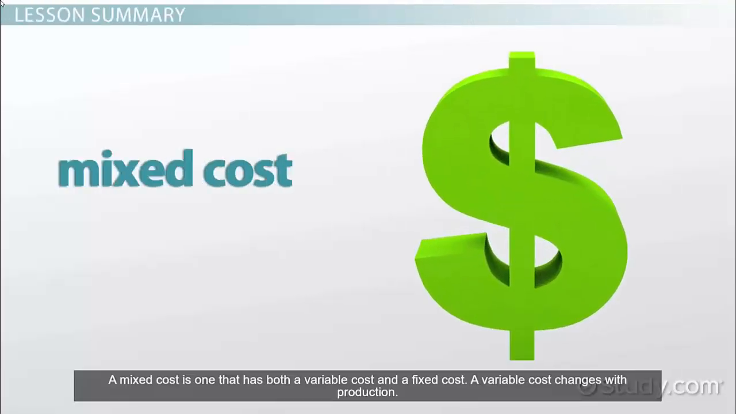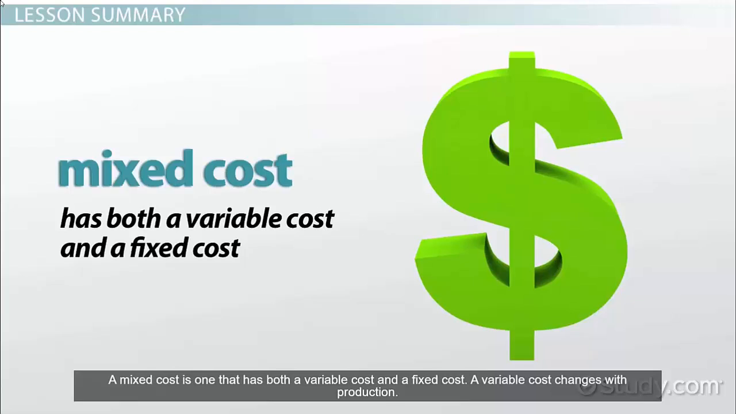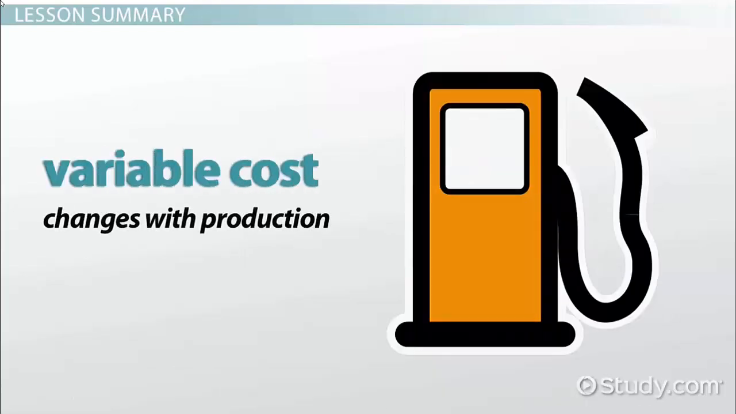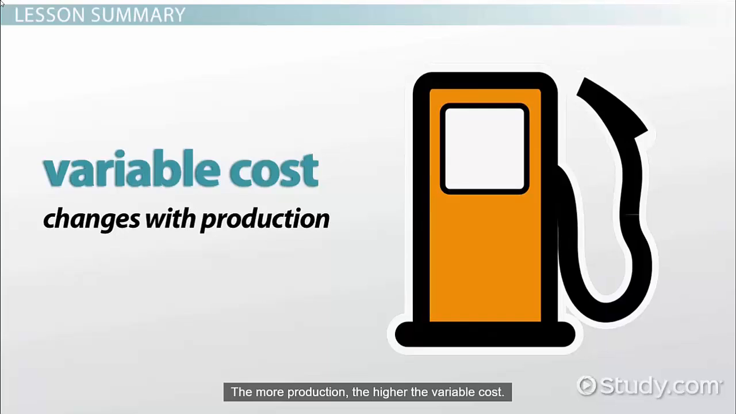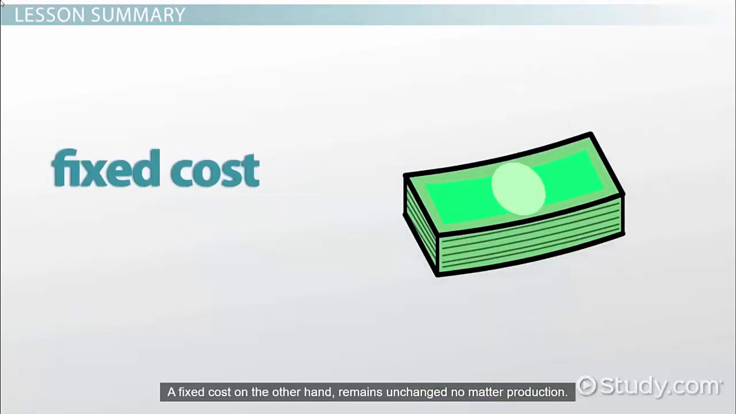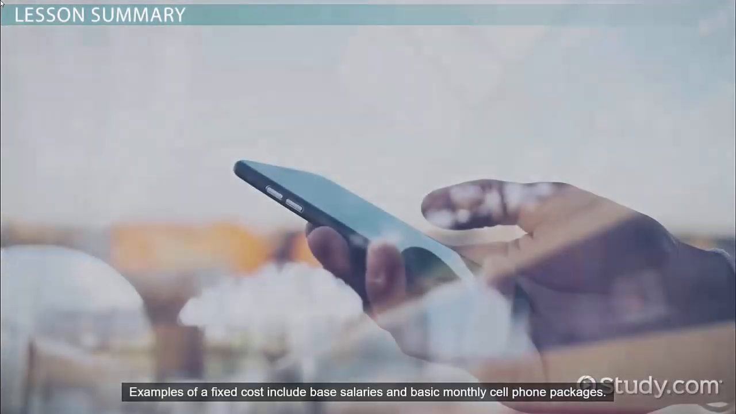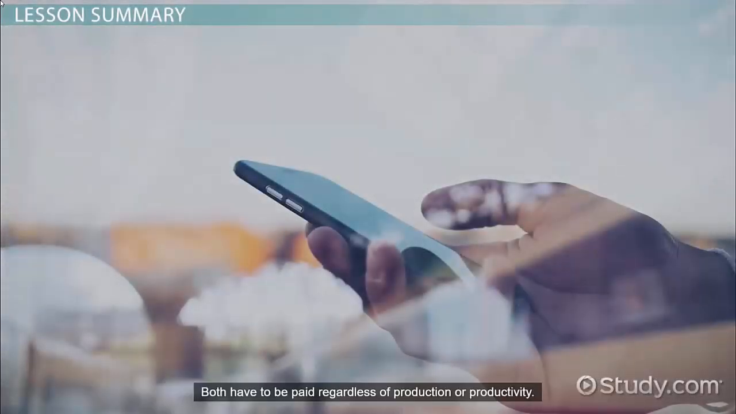A mixed cost is one that has both a variable cost and a fixed cost. A variable cost changes with production. The more production, the higher the variable cost. Some examples of a variable cost include commission and fuel usage. A fixed cost, on the other hand, remains unchanged no matter production. An example of a fixed cost includes base salaries and basic monthly cell phone packages. Both have to be paid regardless of production or productivity.